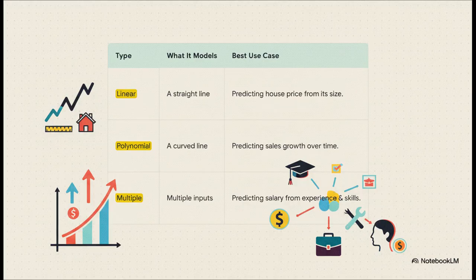So let's put them side by side. Linear is our go-to for modeling a straight line, like predicting a house price just from its size. Easy. Polynomial is for those curved lines. Think about sales that shoot up and then start to flatten out. A straight line would totally miss that.